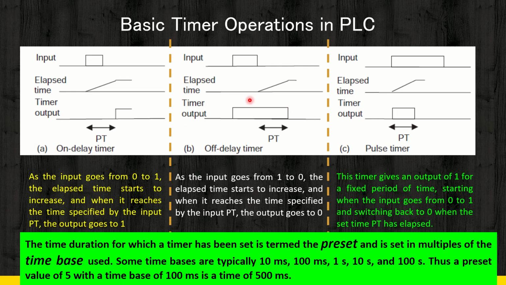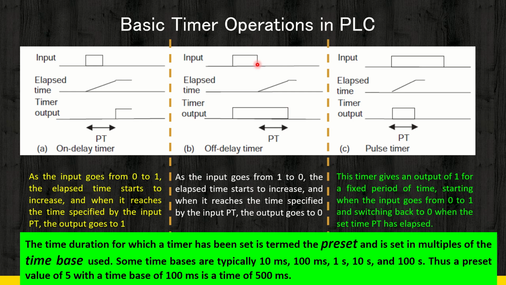Now in case of an off delay timer, you can see that once the input trigger is absent, or in case of PLC we can say the rung condition, if we talk of the ladder diagram, goes false. The rung condition goes false, that means you have no signal. Earlier there was a signal, and at a certain point of time there is no signal.